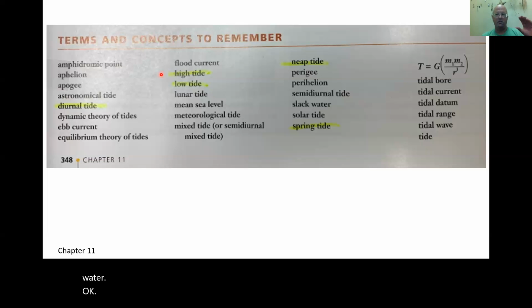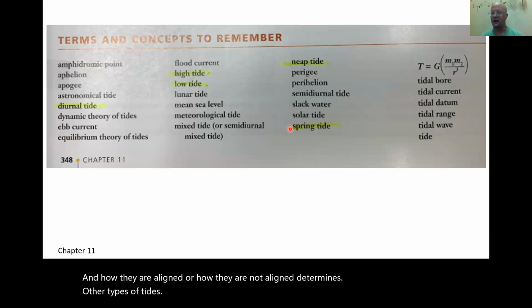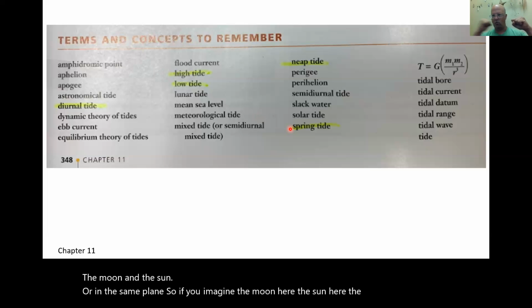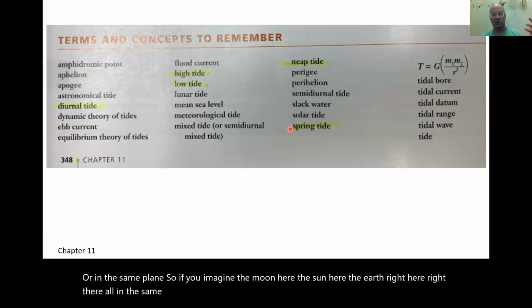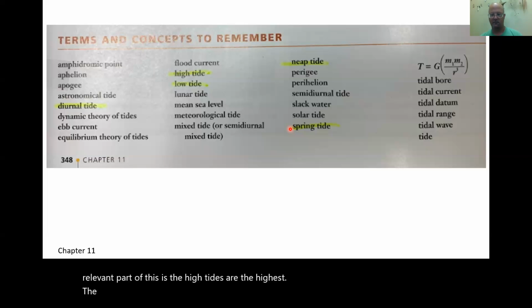But also keep in mind, the moon and the sun are also moving, and how they are aligned or how they are not aligned determines other types of tides. Spring tide is when the moon and the sun are in the same plane. So if you imagine the moon here, the sun here, the earth right here, they're all in the same plane. That's called a spring tide. What this means, the relevant part of this, is the high tides are the highest, the low tides are the lowest.